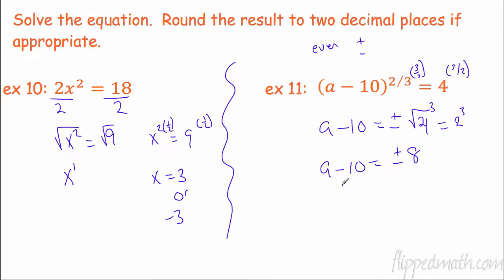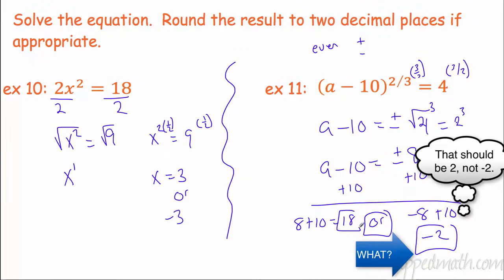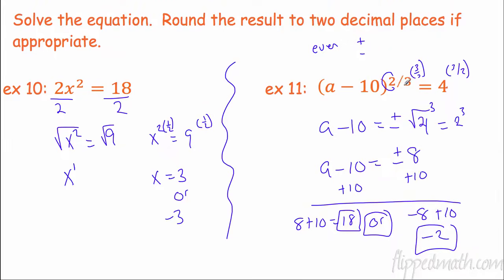Now the opposite of minus 10 is plus 10 to both sides. And now we're going to have two answers. So we have 8 plus 10, which is 18. Or we have negative 8 plus 10, and that would be negative 2. So we could have two answers because it's an even root, and therefore we could have two answers, all right?